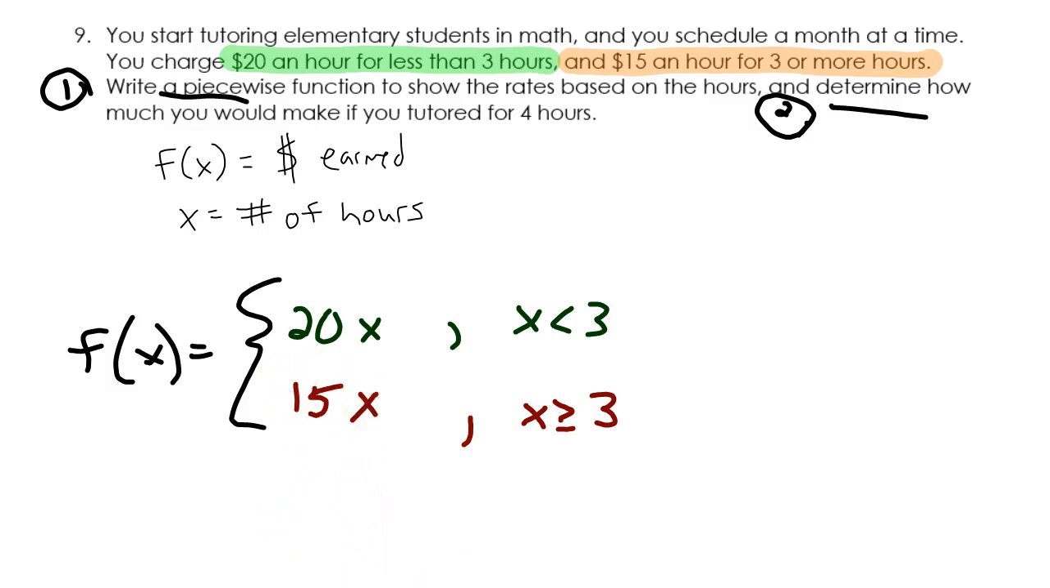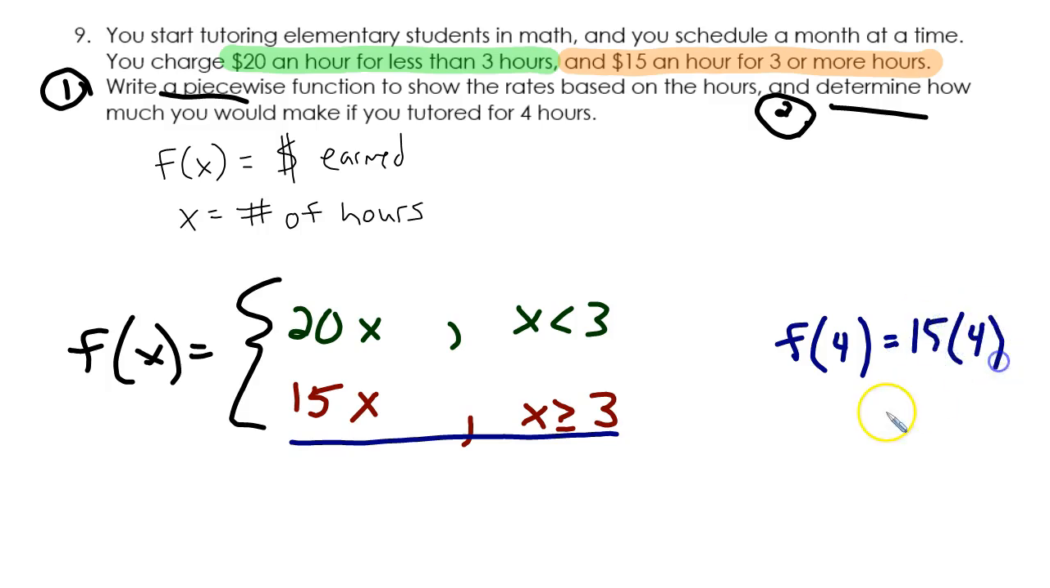This question says, well, how much would it cost you for 4 hours? That would be f of 4, because x is the number of hours. Well, I have to make sure that I choose the right one, which is the bottom one here, because 4 is greater than 3. So that would be $15 times 4 hours, which is $60.